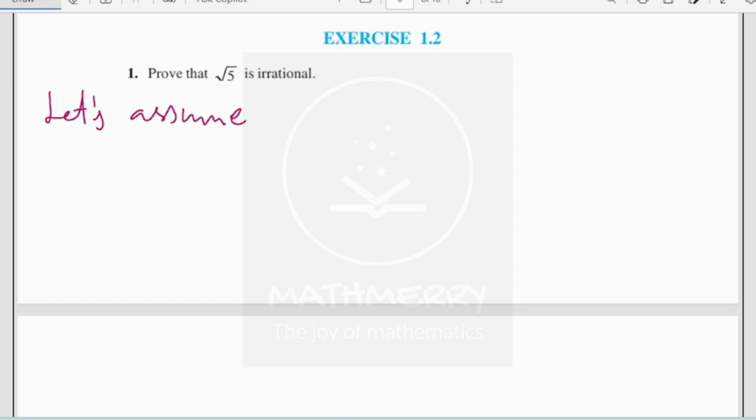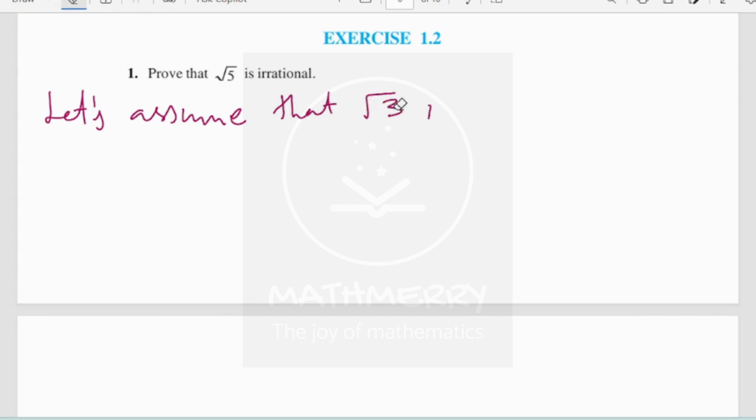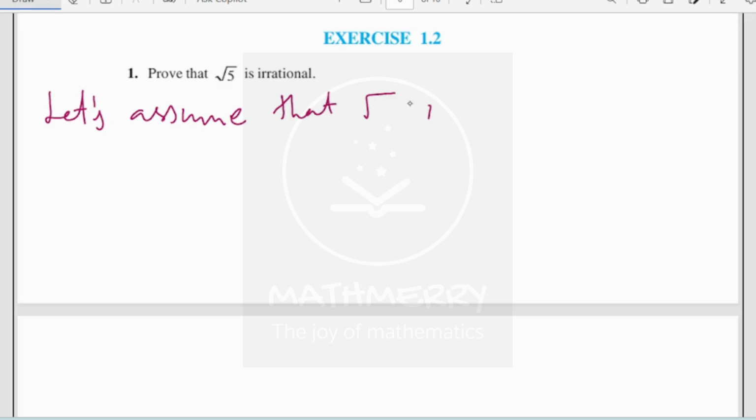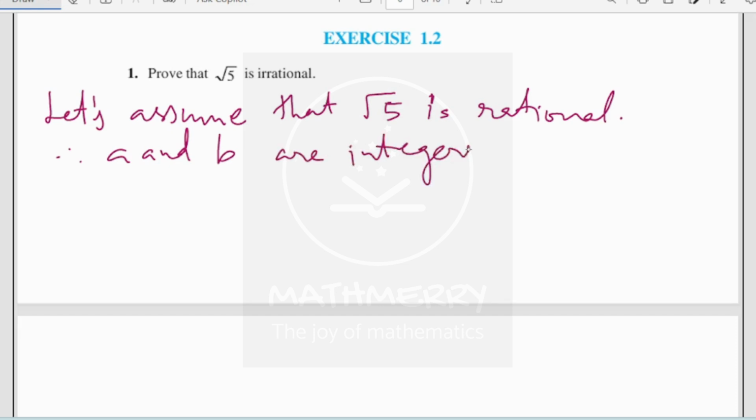assume that root 5, sorry, root 5 is rational. Now if it is a rational number, then there are a and b which are integers, which are not equal to 0. Okay, b is not equal to 0.